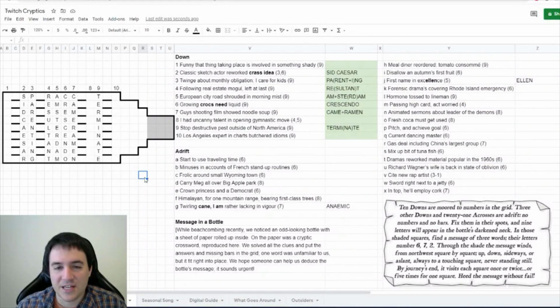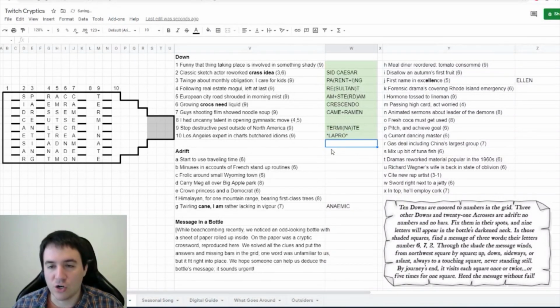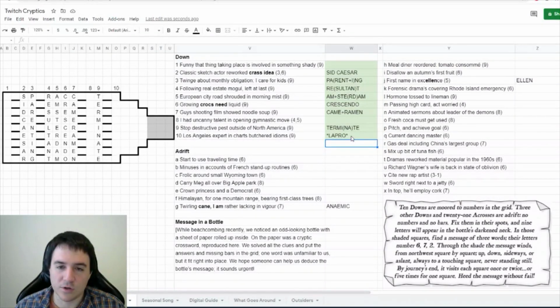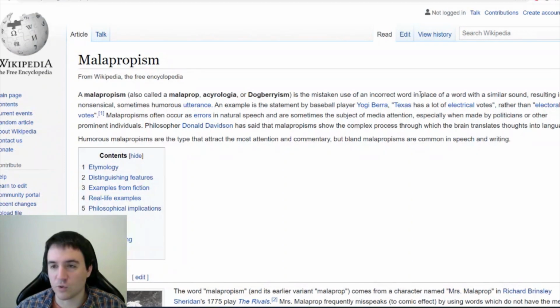We have Los Angeles expert in charts, butchered idioms. So Los Angeles, I want to abbreviate LA. Expert, I want to be pro. So can we do something like lapro with a word that means charts around the outside? Maybe maps? Malaprops. That could be a word. Could that mean butchered idioms? Malapropism is the mistaken use of an incorrect word in place of a word with a similar sound, resulting in a nonsensical, sometimes humorous utterance. Well, we need an example of that. An example is Texas has a lot of electrical votes rather than electoral votes.